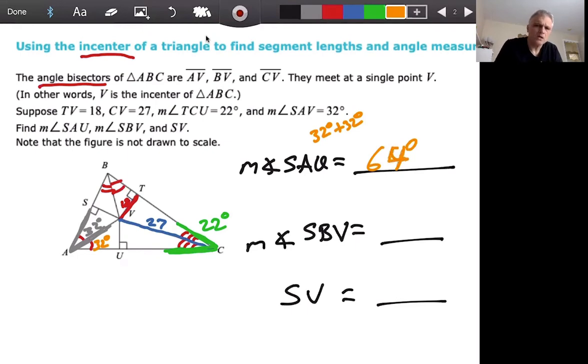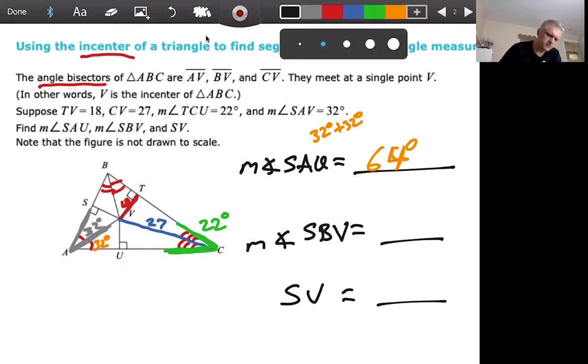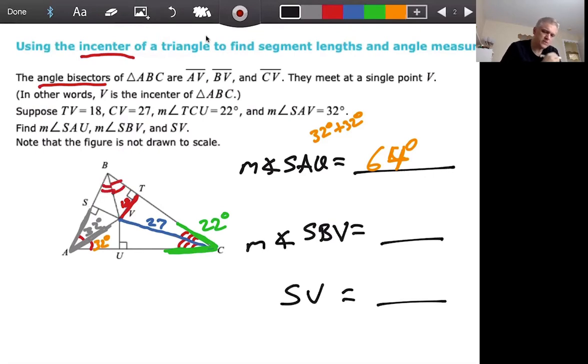Okay. The measure of angle SBV. SBV. This guy right here. SBV, we want him. So keep the outline there. That's the one we want. Well, how can we find this one? Well, I can think of a few ways here. We could look at the big triangle. We could look at the giant triangle here, this big guy.